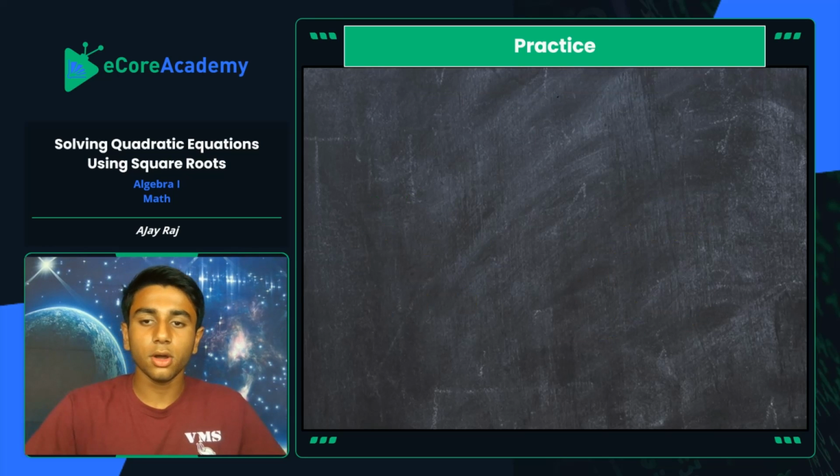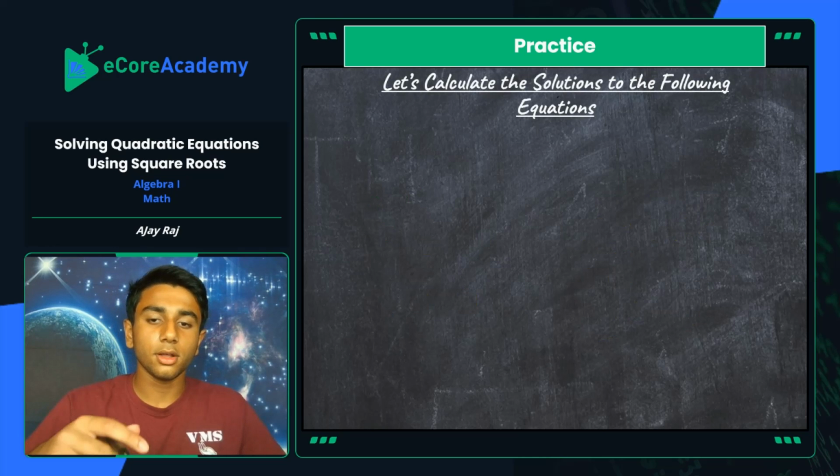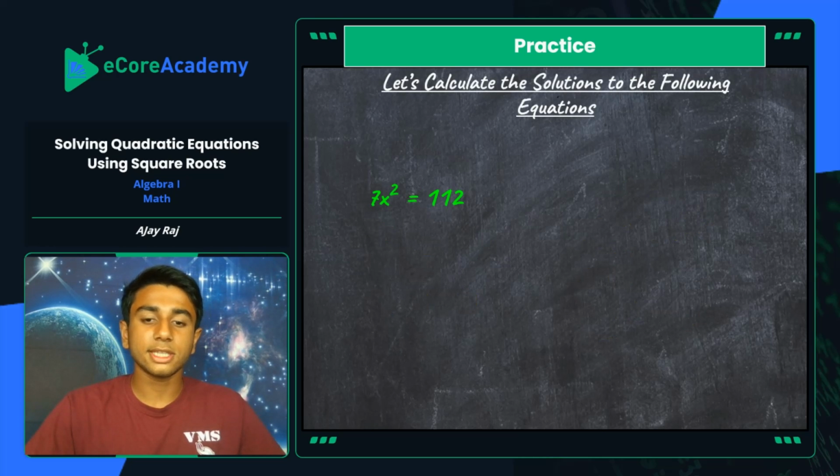All right, now let's move on. Let's take a look at some more problems. Let's calculate the solution to these following equations, and we'll start to build up in the difficulty. So we're given this equation here, 7x squared equals 112. Obviously, this is a lot more challenging than our previous slide.